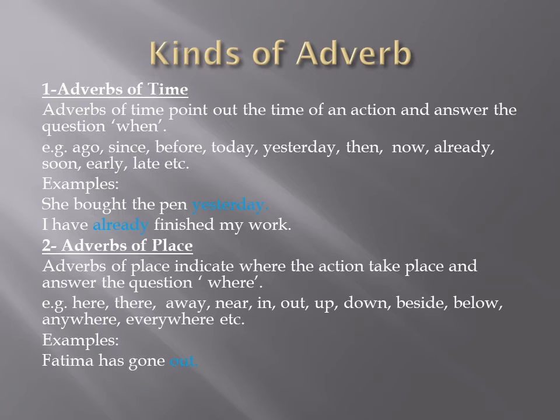Examples. Fatima has gone out. In this sentence, out is an adverb of place which is telling us where Fatima is. All the things fell down. Over here, down is an adverb which is telling us where the things fell.